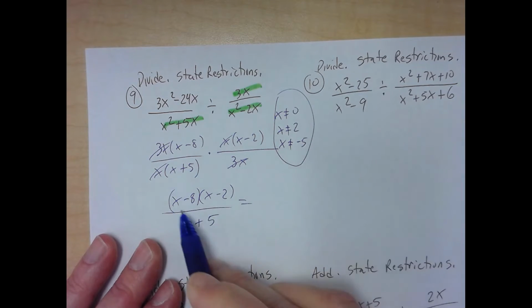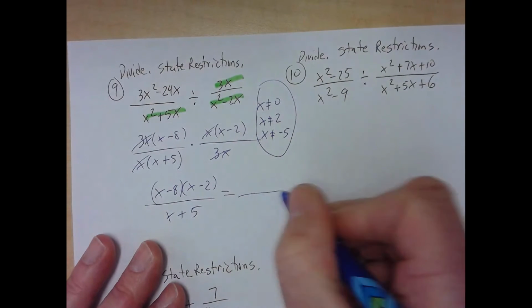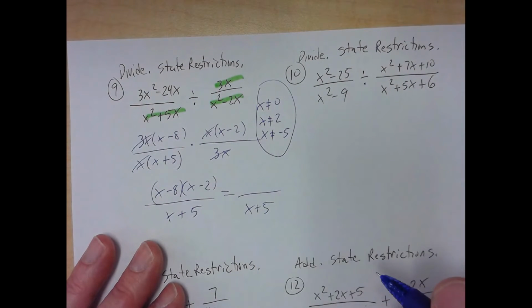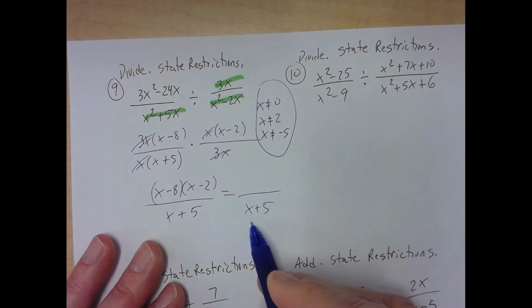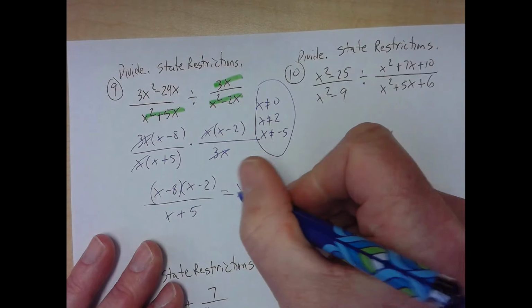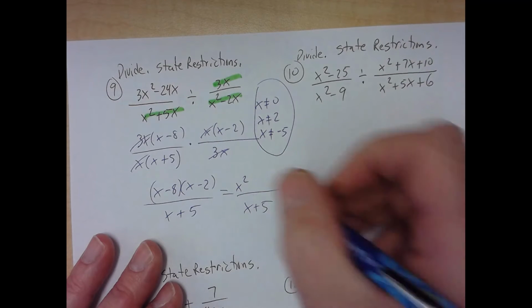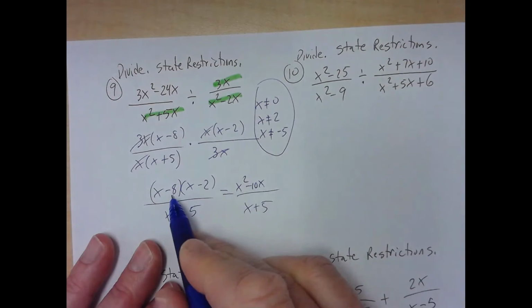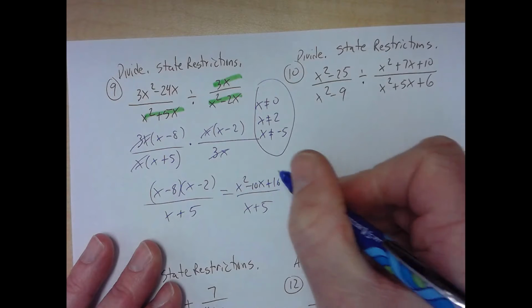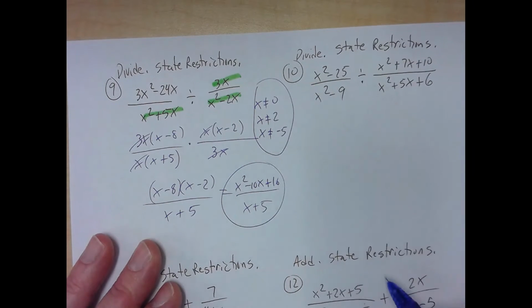I'm going to go ahead and multiply those together. So it's x plus 5 on the bottom, and then on the top here we have x squared. And this would be minus 2 and minus 8 makes negative 10x, and then those multiplied together would be positive 16. So there it is with those restrictions.